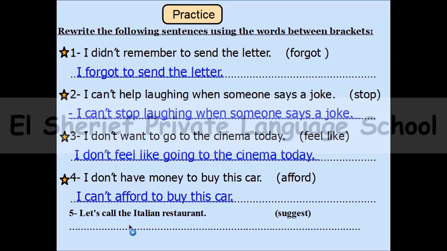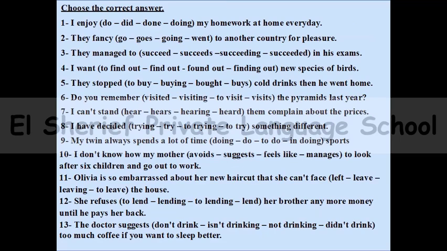So here the right answer is I suggest calling the Italian restaurant. So here we finished the question of rewrite, but now we are ready for the question of choose the right answer. And by the way, we will start answering the choose question, but try to remember, is this verb followed by to plus infinitive or ing?